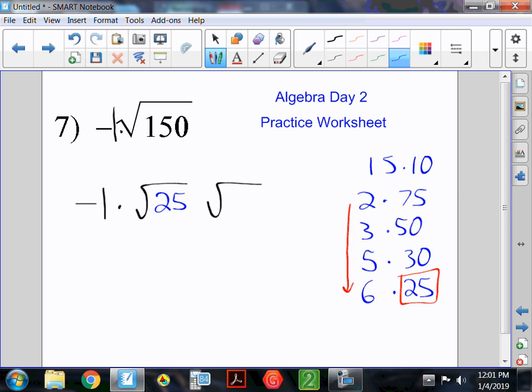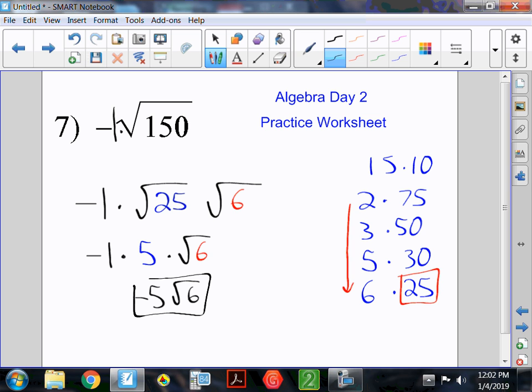So the square root of 25 goes first because I like my perfect squares first, and my other factor, 6, goes second. So I have negative 1 times the square root of 25 times the square root of 6. The square root of 25 is 5. Negative 1 times 5 is just negative 5. So my answer is negative 5 root 6.